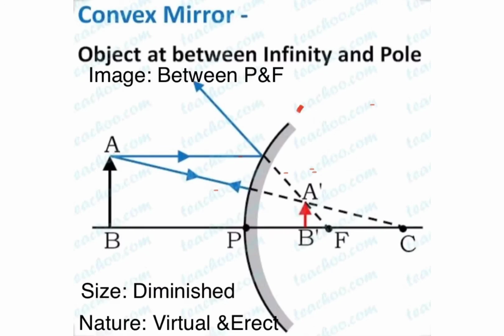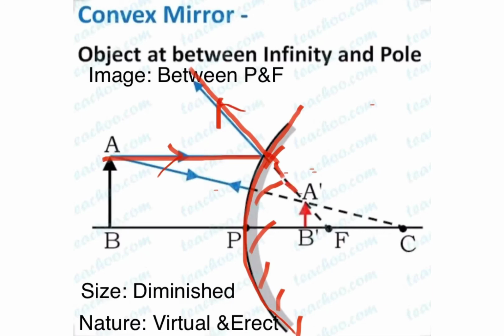So now let us see how to draw the diagram. First of all, draw the convex mirror. Now, consider the first ray coming from point A of the object. So, this is your incident ray. It is parallel to the principal axis, so it will get reflected like this. This is your reflected ray. Now, if you extend this reflected ray, we know that it will be meeting at F. So, this is your F.